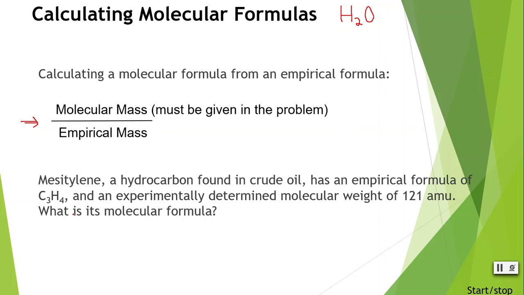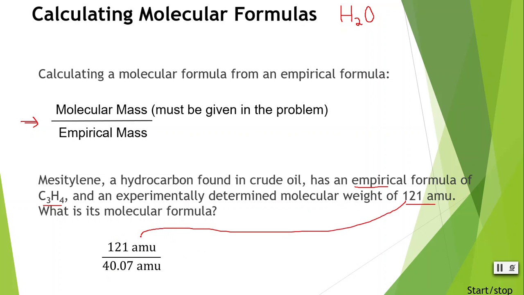So for example, let's say I have this particular molecule, this hydrocarbon C3H4. That's the empirical formula, C3H4. And I know the molecular weight, or the molar mass, of the molecule, 121 atomic mass units. I want to know what the molecular formula of this hydrocarbon is. So I take the molecular mass, which was given to me in the problem, 121 AMUs, divided by the empirical mass.